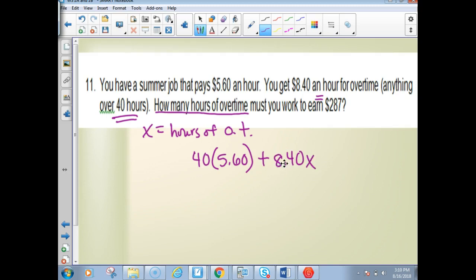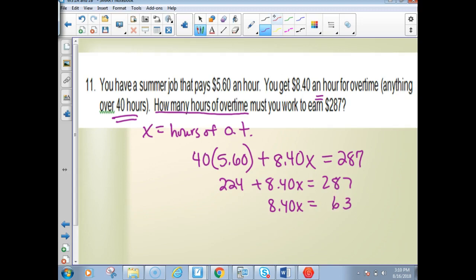Okay, your overtime, that's when you're getting paid on your overtime hours. That's it. Great. Thank you. And 40 times 560, please. 200 and what? 224? Alrighty, and then we will take 287 minus 244. Subtract 224 from both sides. That's going to be 63. And divide 63 by 840. Okay, so your calc says 7.5.